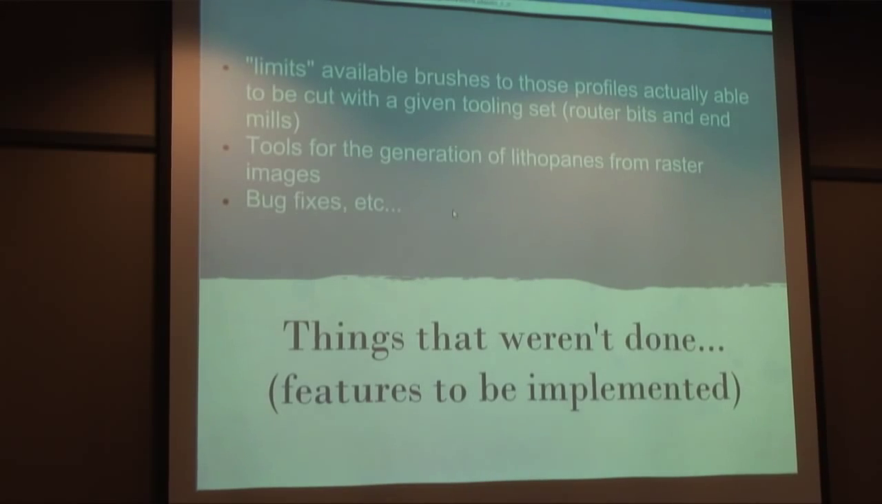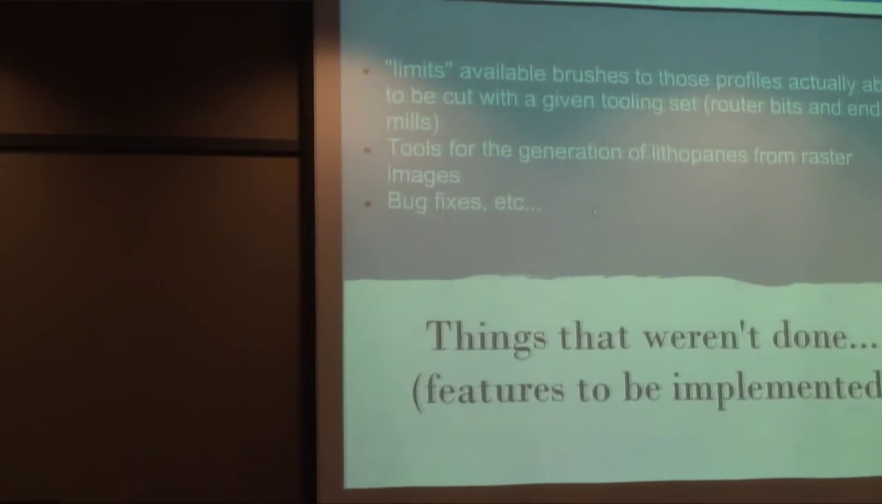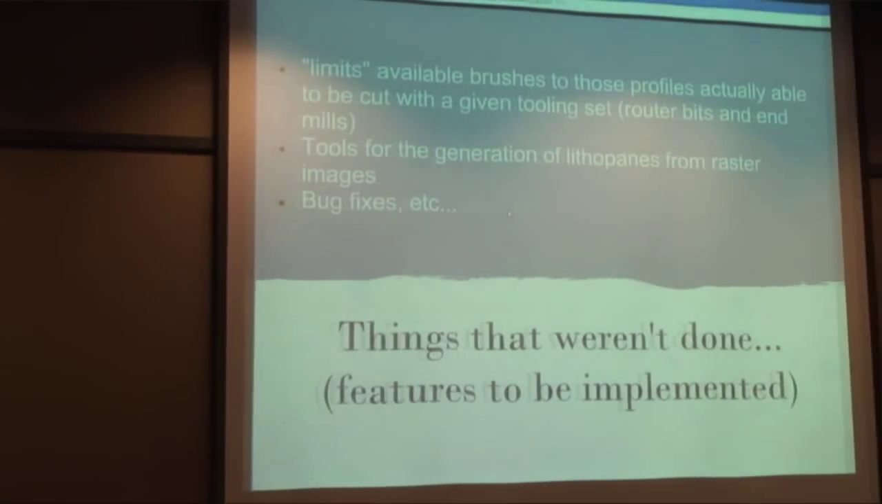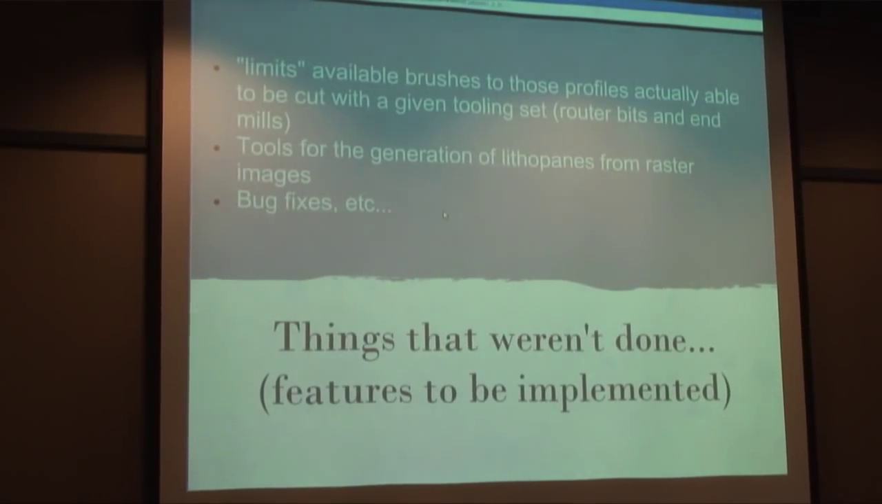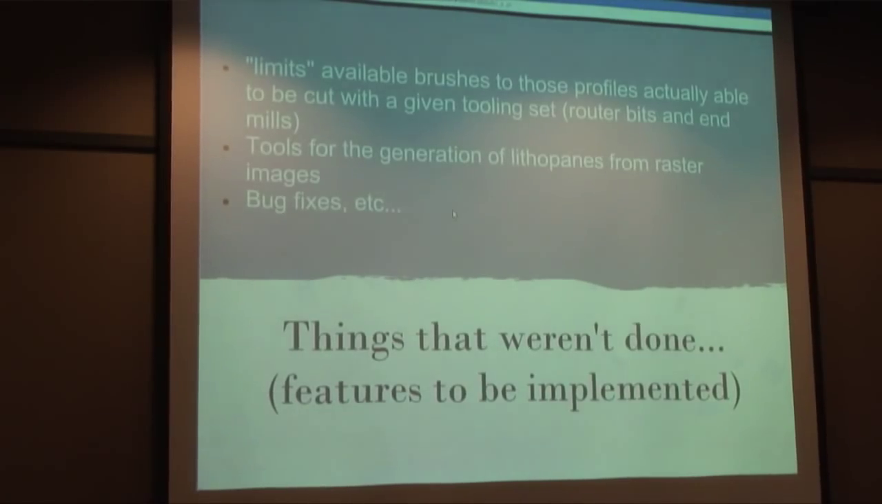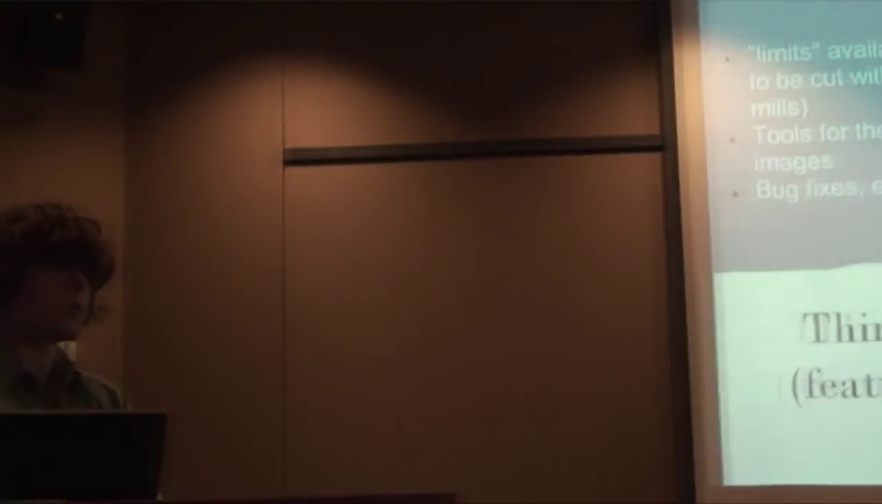What isn't done at this point that we were hoping would be done is limiting brushes to what you actually have available. So you can select something, and it will make G-code for it, even if you don't have the tools to support it. Ideally, there's going to be an inventory where you put in what you have, and it will only give you options that you can make. And lithophanes currently aren't possible, but that's going to eventually be an option.